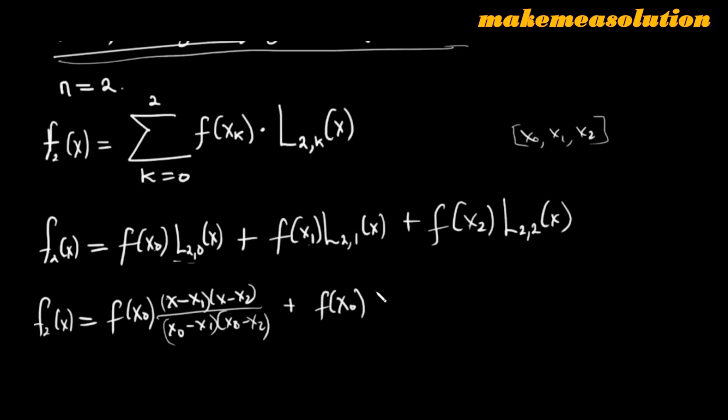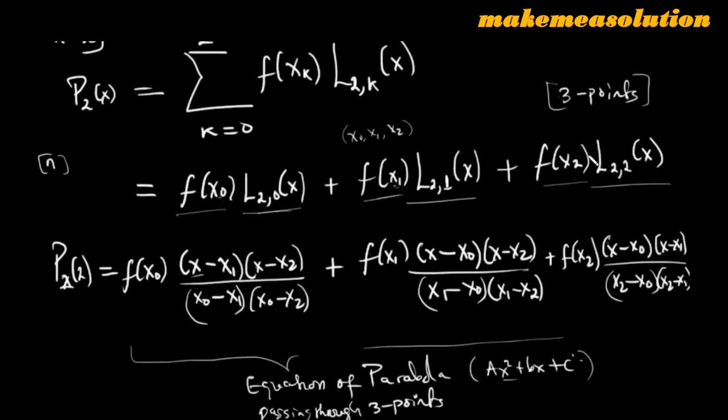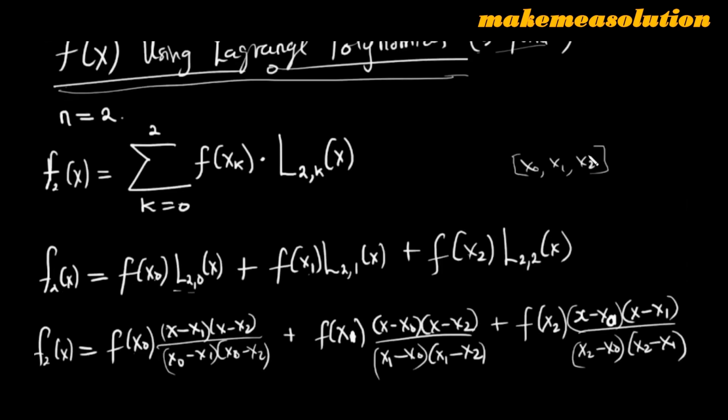And you now have f of x1 in this case. Then you now have x minus x naught, x minus x2, all over x1 minus x naught, x1 minus x2. Then finally plus f of x2, and you now have your x minus x naught and x minus x1 first, then x minus x1, all over x2 minus x naught, x2 minus x1. I hope that's what I did up there. Okay, very good. So this is how to build your polynomial.